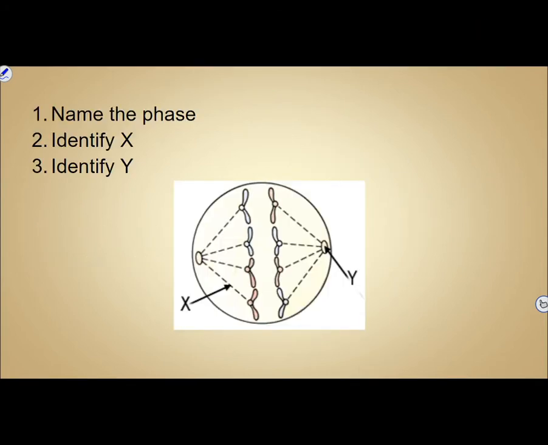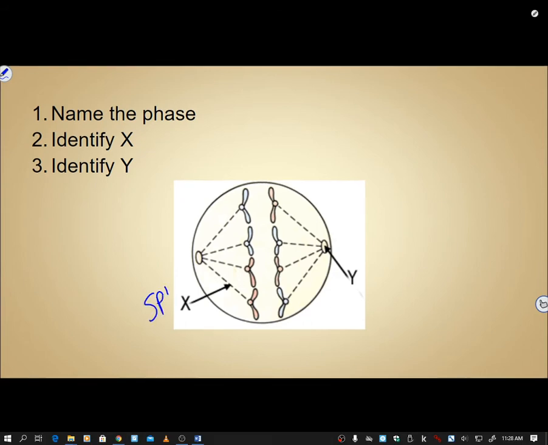All right. Name the phase. If we're looking at this, they are pulling apart, so I know it is anaphase. The X is the spindle, or like I said, they will call it a kinetochore.